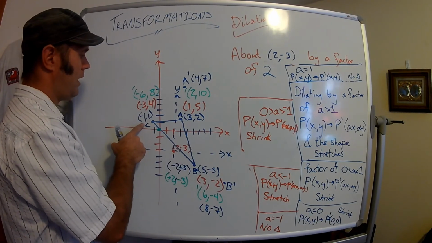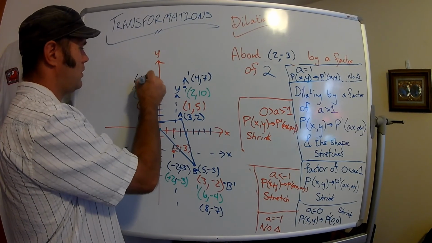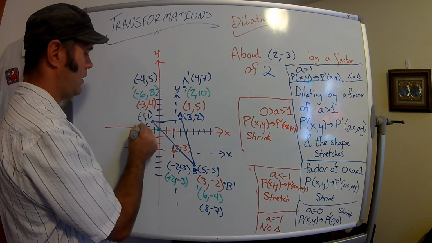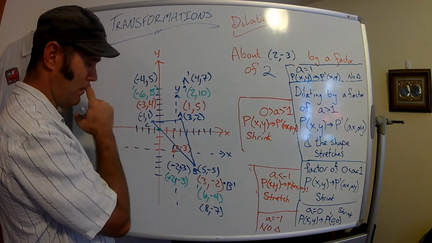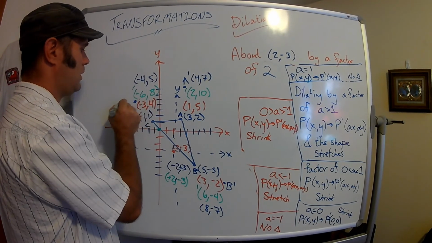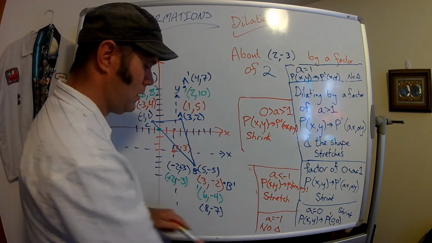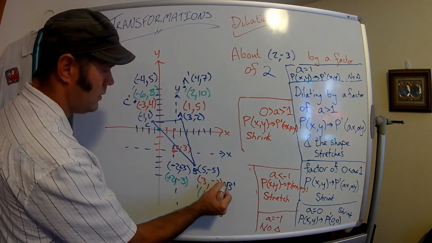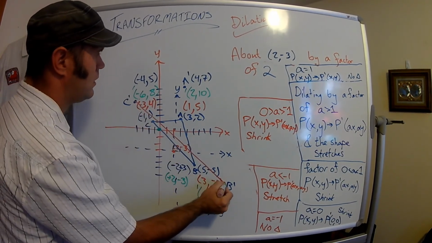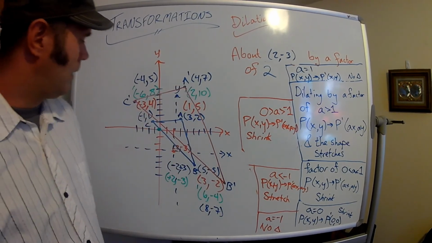And then our C prime, we're going to take negative 6 plus 2 is negative 4, and 8 minus 3 is 5. Negative 1, 2, 3, 4, and up 5, 1, 2, 3, 4, 5. Over 4. And that is our true C prime. And there we go.